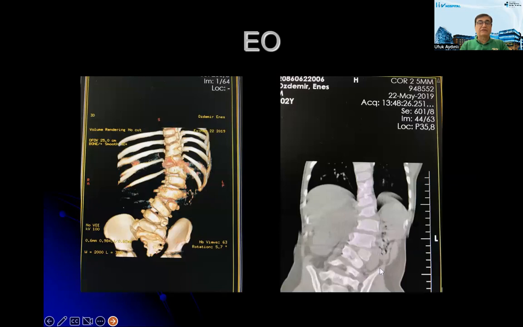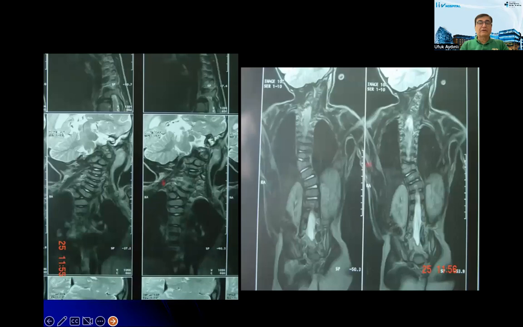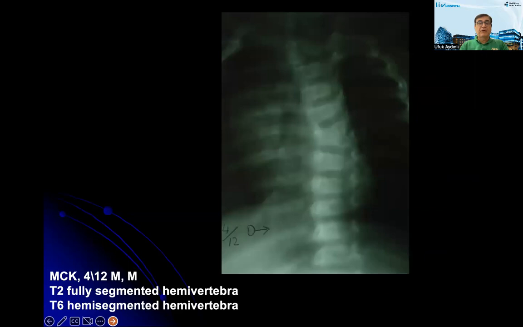And this is another hemivertebra, which usually in the early period creates progressive deformity if it is very close to the base of the spine. And here are some other types of deformities, some of them hemivertebra, some of them hemi-segmented, some of them unsegmented, and some of them incarcerated.